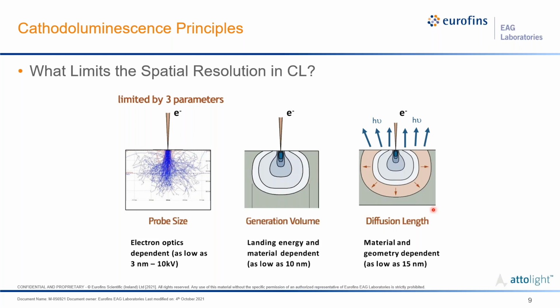So essentially how long are carriers able to exist separated within the material, how far they can diffuse before recombining and giving off light again. And so this is a very material as well as geometry dependent parameter, and in some cases can be as low as about 15 nanometers. So what we'll see is that typically diffusion length and the generation volume are going to be the main ones that limit our resolution. We're going to be working with SEMs that have much smaller spot sizes initially, so that's really not going to factor in too much.